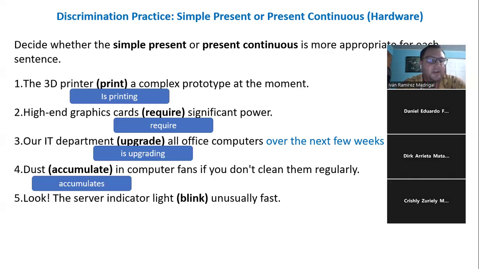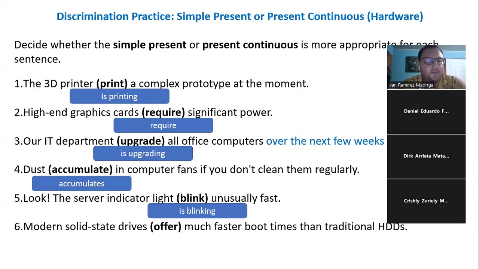Look, the server indicator light is blinking unusually fast. If it says look, it seems like this is being thrown to us right now. Look, it's happening now. It's blinking. It's going on right now.